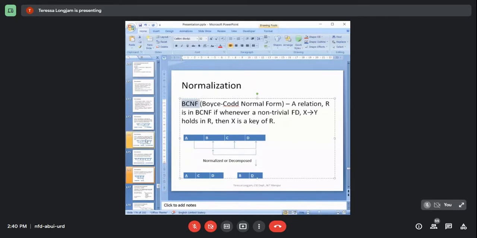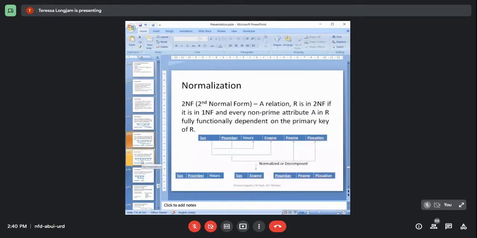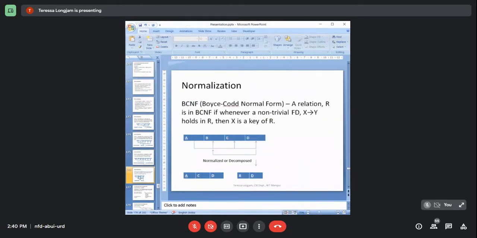Instead of applying second normal form and third normal form, you can directly apply BCNF, because whatever rule is given for BCNF, if it is satisfied, then it is automatically going to satisfy the property of second normal form and also the property of third normal form. Okay, so let us read this out.